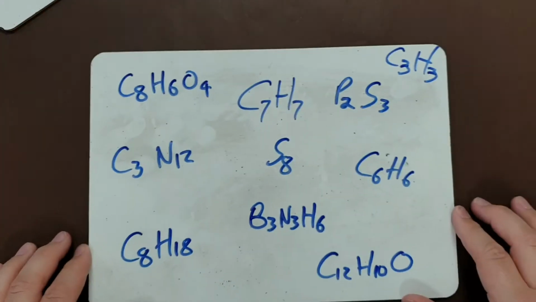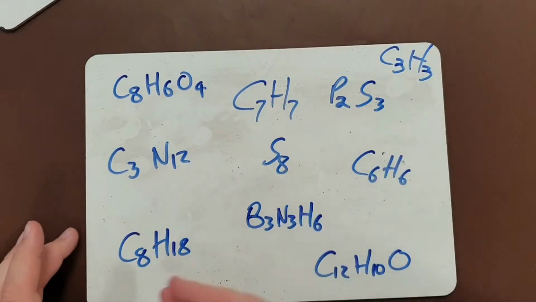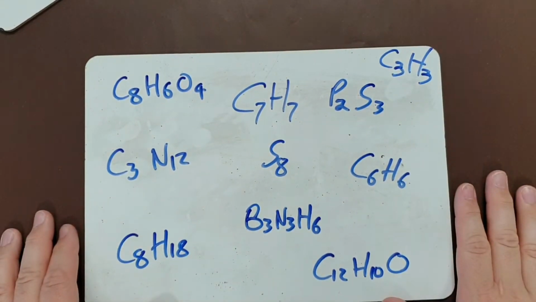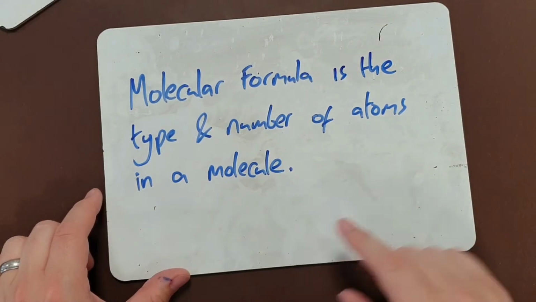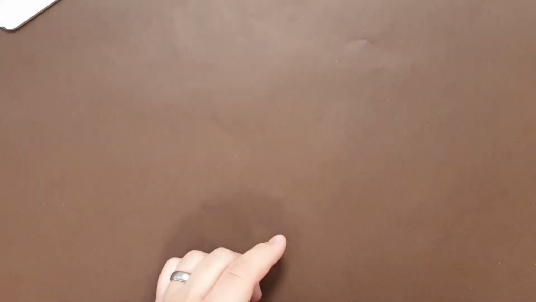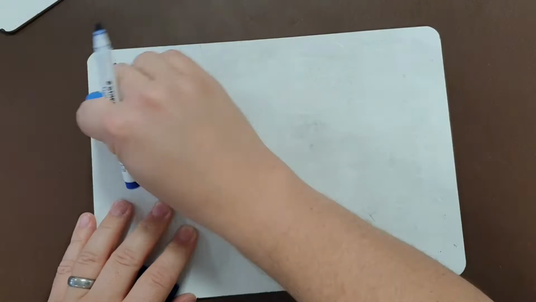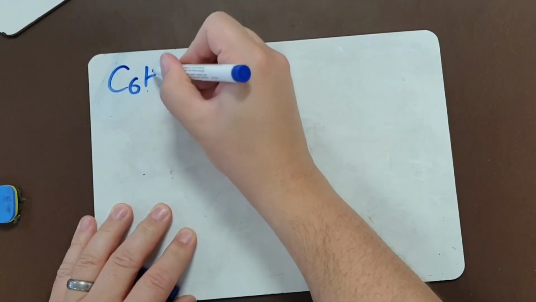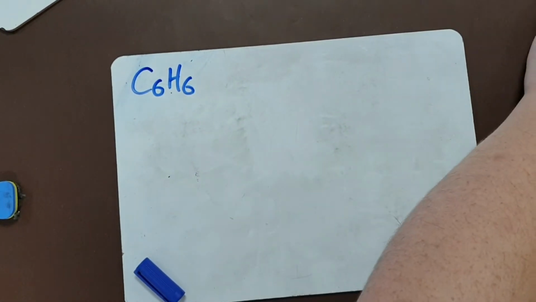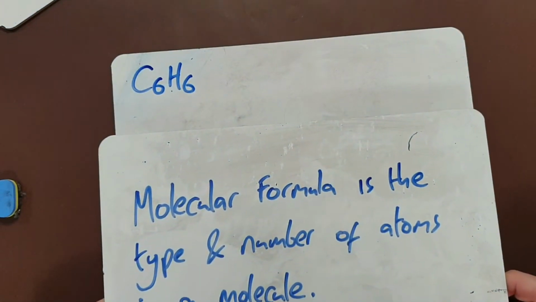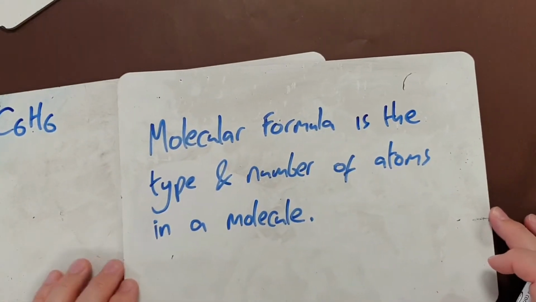So, we've got a whole bunch of different molecules here, and we're going to work out the empirical formula for each of them. So, empirical formula, the simplest ratio of atoms in a molecule. Molecular formula is the type and number of atoms in a molecule. So, as an example, if I give you the molecular formula C6H6, that's molecular formula. Molecular formula tells you the type and number of atoms in a molecule.